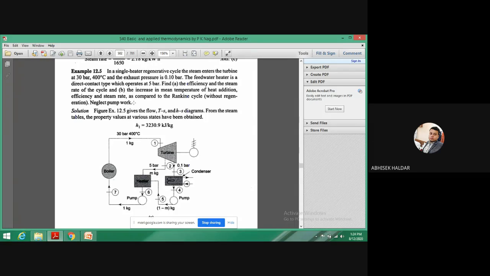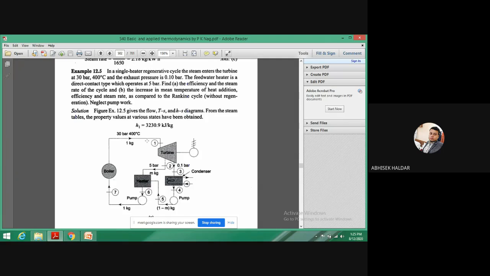In a single reheater regenerative cycle, the steam enters the turbine at 30 bar, 400 degrees Celsius, and the exhaust pressure is 0.1 bar. That means here the turbine is a single turbine. Don't mix up reheat and regeneration. Here the turbine is single, but at different positions we will take out the steam. That is the concept of regeneration.